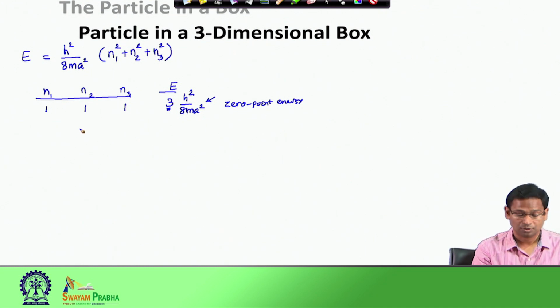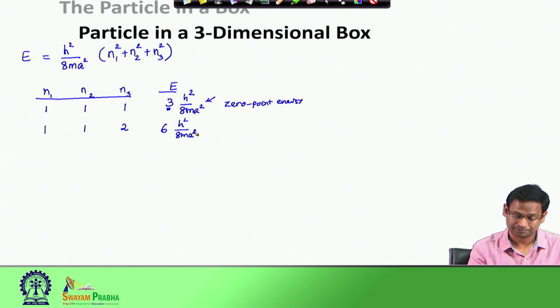They can become 2, but before we make all of them 2, we can write it like this: 1 1 2. What would be the energy of this state? That would be 1 square plus 1 square plus 2 square, so 4 plus 2, 6. Therefore, the energy will be 6 h square by 8 m a square.